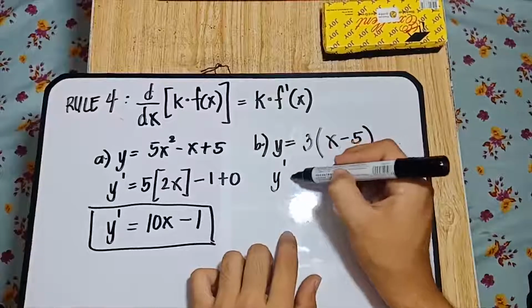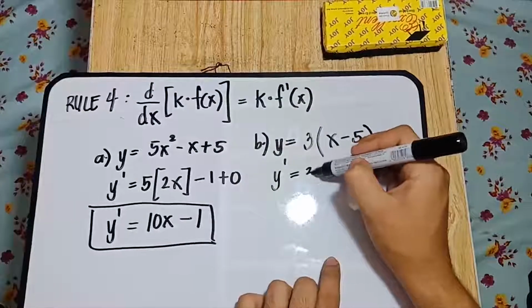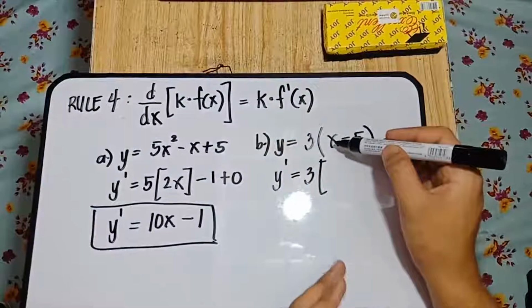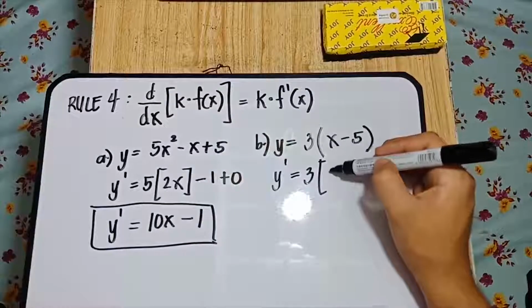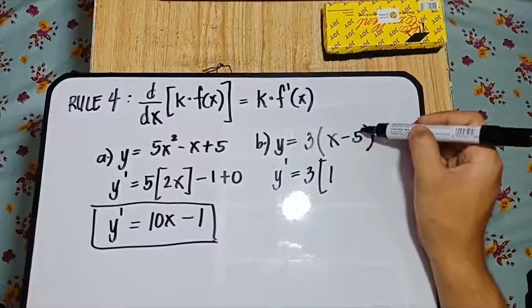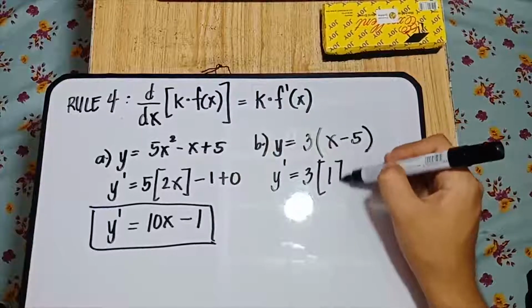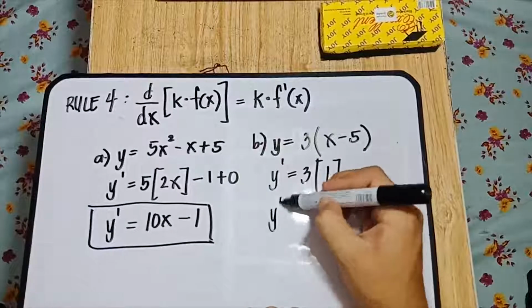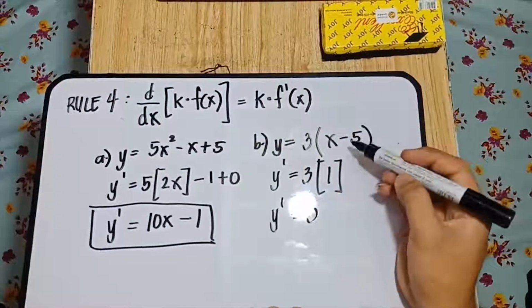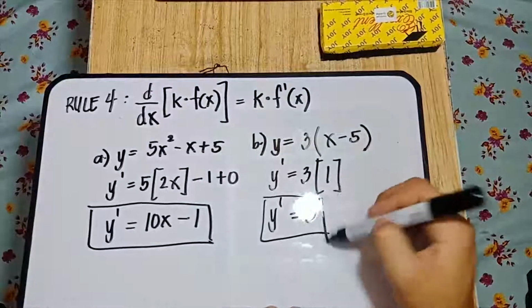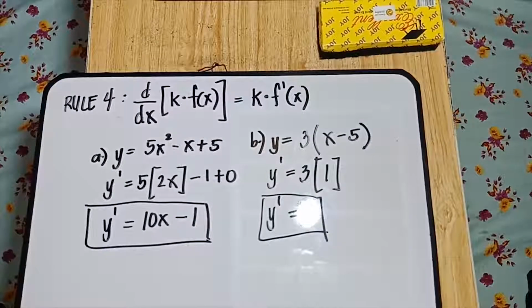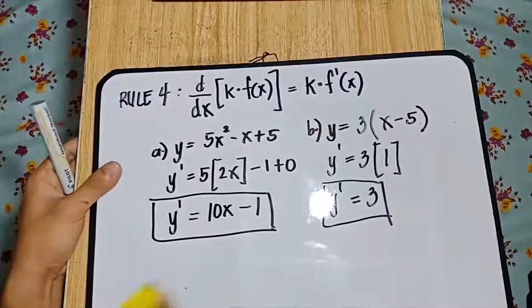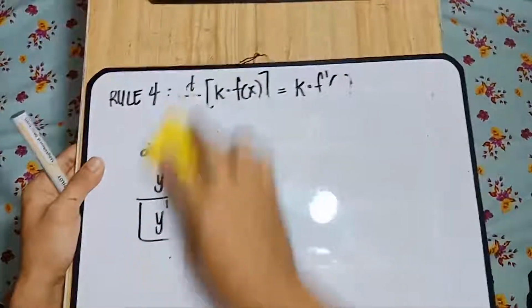So, derivative of y is y prime is equal to, copy mo yung 3, then multiply by the derivative of x minus 5. Ano bang derivative ng x minus 5 natin? So, derivative of x is 1, and then, derivative of constant is 0. So, that is our answer. Therefore, our y prime is positive 3. That is our final answer for example letter B. Ganun lang, apply yung rule number 4. So, rule number 5 tayo. Tignan natin sa rule number 5 natin.